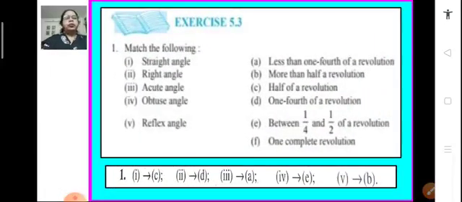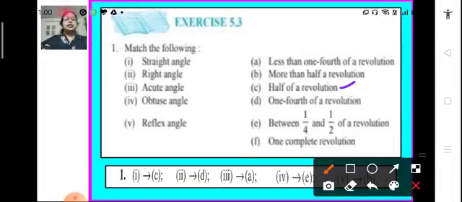Now, let us solve the problems of exercise 5.3. So, what is the first question? Match the following. In one of the columns, different types of angles are given, and in the right side column the measure of the angles will be given. So, you have to match them. First one is straight angle. So, what is a straight angle? A straight angle means a 180-degree angle. So, it is half of a revolution. So, this answer is the right answer for this.